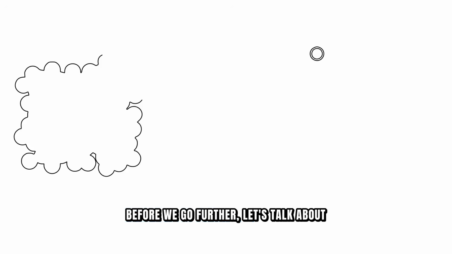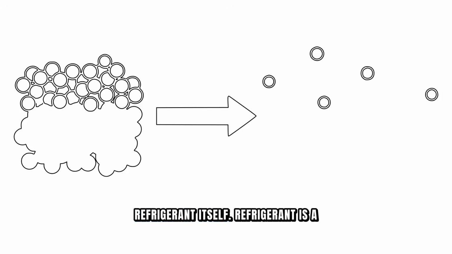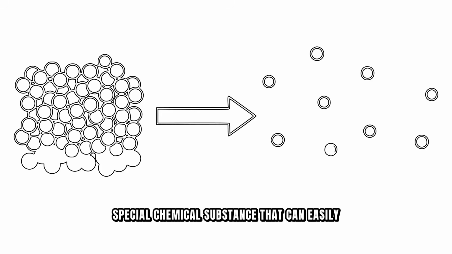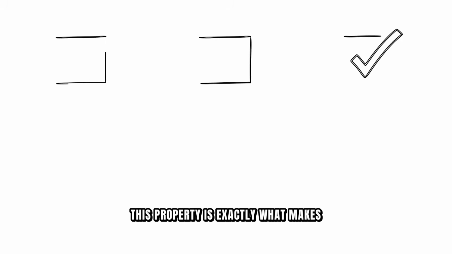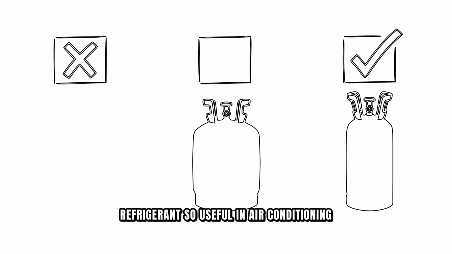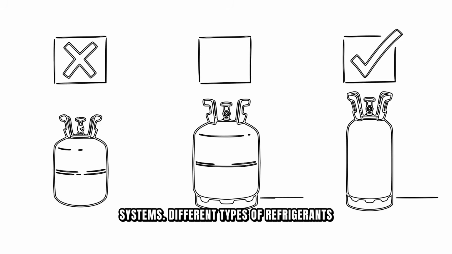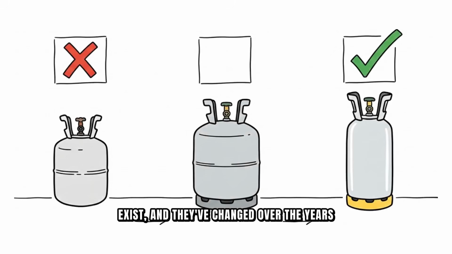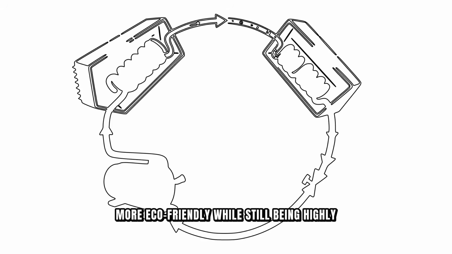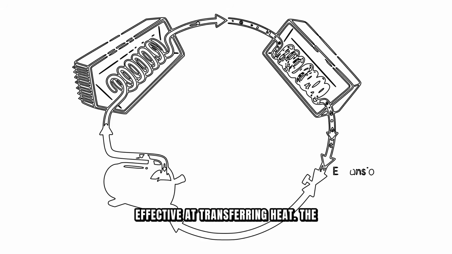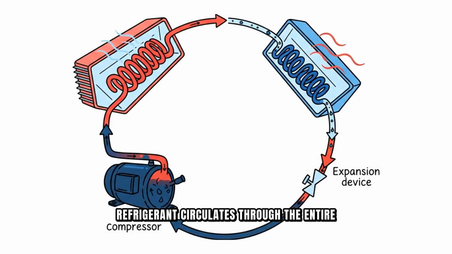Before we go further, let's talk about refrigerant itself. Refrigerant is a special chemical substance that can easily change between liquid and gas states at relatively low temperatures. This property is exactly what makes refrigerant so useful in air conditioning systems. Different types of refrigerants exist, and they've changed over the years due to environmental concerns. Modern refrigerants are designed to be more eco-friendly while still being highly effective at transferring heat. The refrigerant circulates through the entire system, carrying heat from one place to another as it changes states.